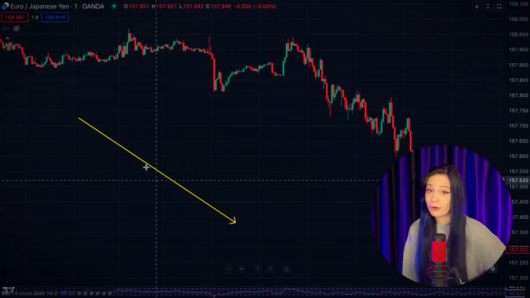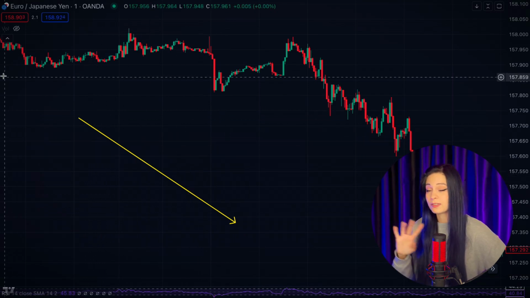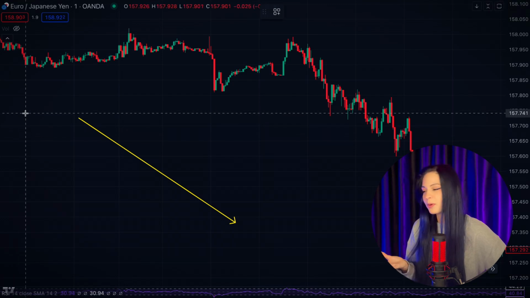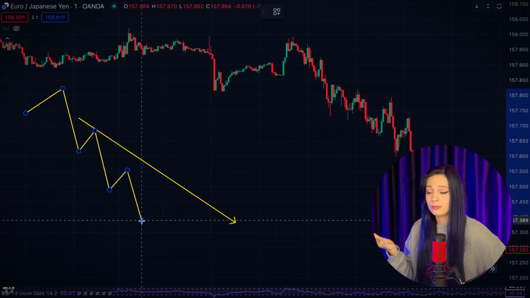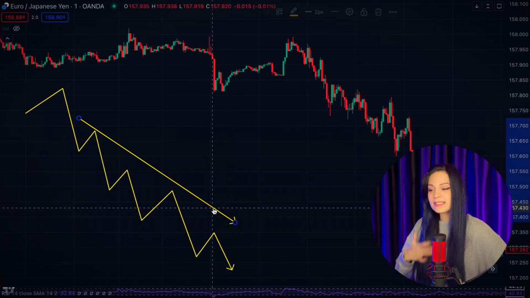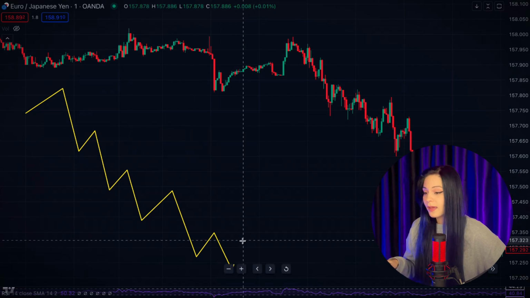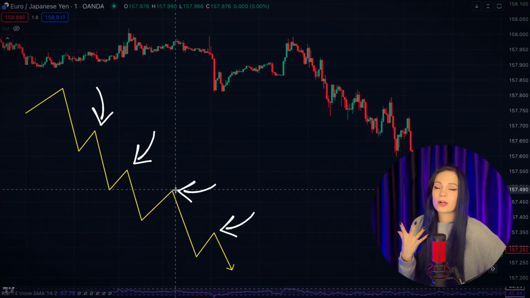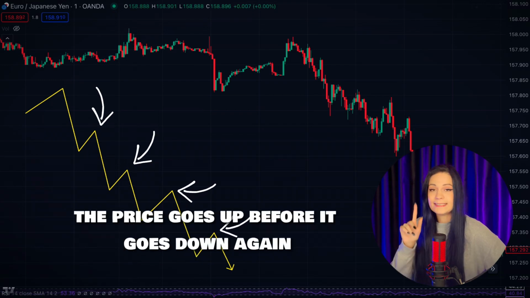Pullback strategy implies trading by the trend line. So let's imagine the downtrend, a constant drop of the price. In reality the price won't fall constantly, creating such a beautiful diagonal line. It will probably move in waves, going up and down, up and down, creating such waves. And basically these price movements up during the global trend are called pullbacks, when the price goes up before it goes down again.